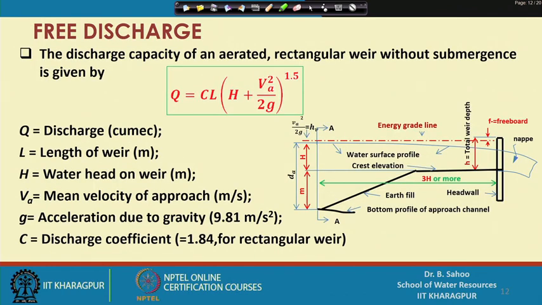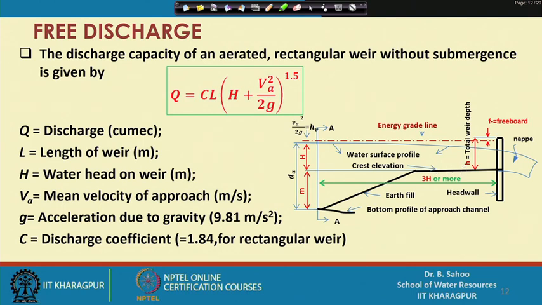For free discharge, the discharge capacity of an aerated rectangular weir without submergence can be given by this formula, which is Q equal to C L (H plus V square divided by 2g) to the power 3 by 2. The factor V square by 2g is the kinetic energy head, which is nothing but HV, and capital H, if you see this figure, is the water height above the crest.